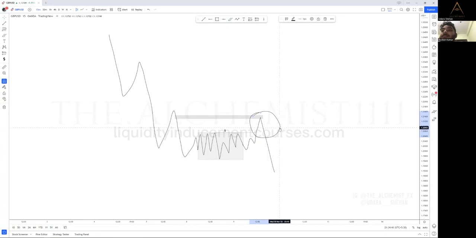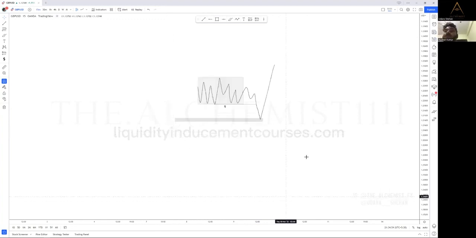So this will be the first type of setup. I'll show you so many examples, then you will understand. But you understand this, right? You understand the logic behind what's happening in here. So that is what we would do. And same thing in a bullish market.